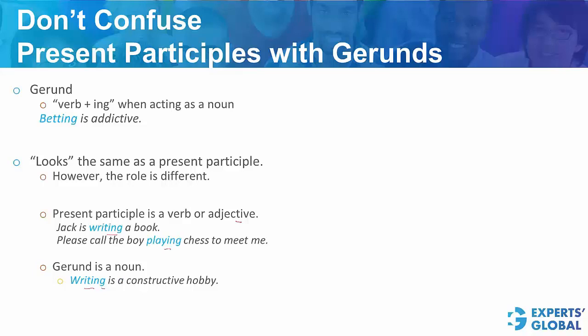Here, playing is an adjective. If we had something like playing is a constructive hobby, playing would be a gerund. GMAT very often puts gerund in place of a present participle and vice versa, and identifying such mistakes will help you a lot on your GMAT sentence correction.